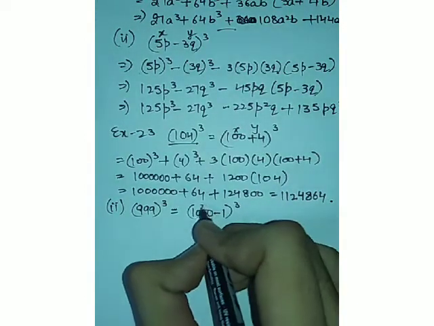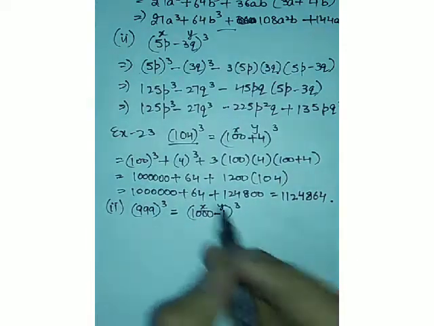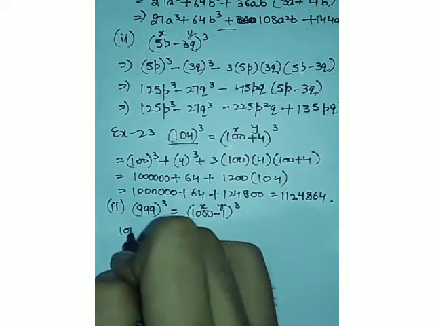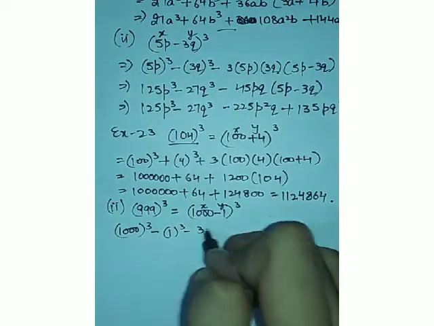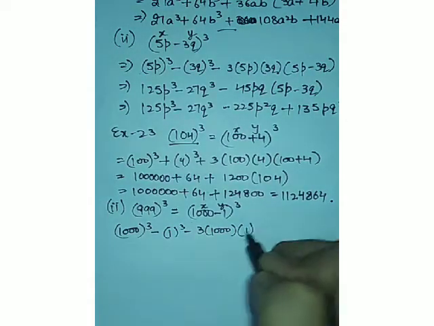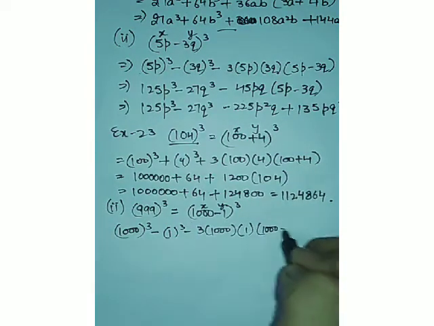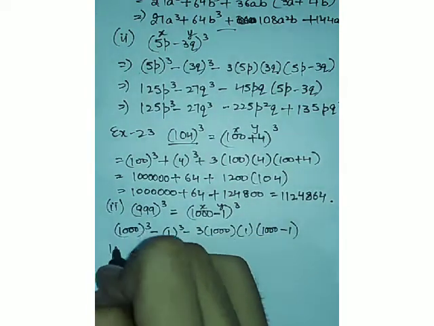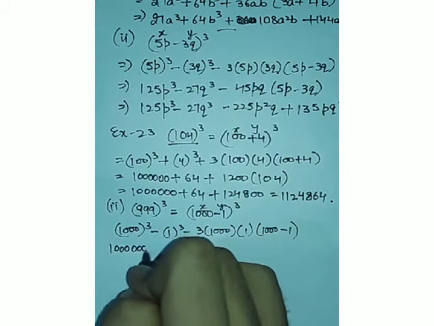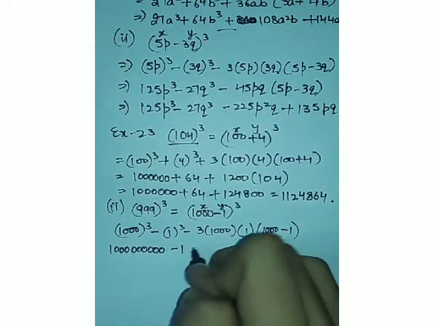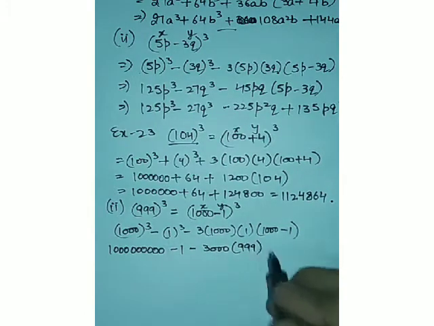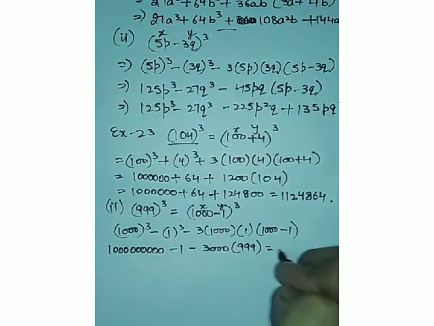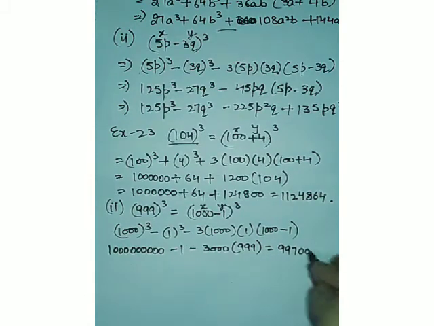So x minus y, this is your x, this is your y. Apply the identity x cube. That means 1000 cube minus 1 cube minus 3 multiply 1000 multiply 1 and 1000 minus 1. So 1000 cube, it means 1000, then again 000, then again 000, minus 1 minus 3000, which is getting multiplied by 999, and after solving the equation you will get 997002999.